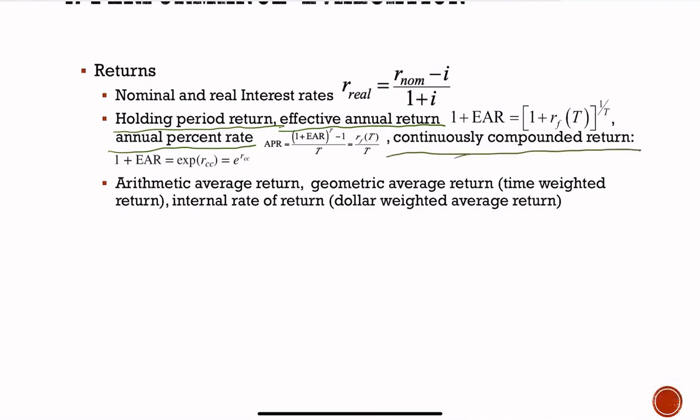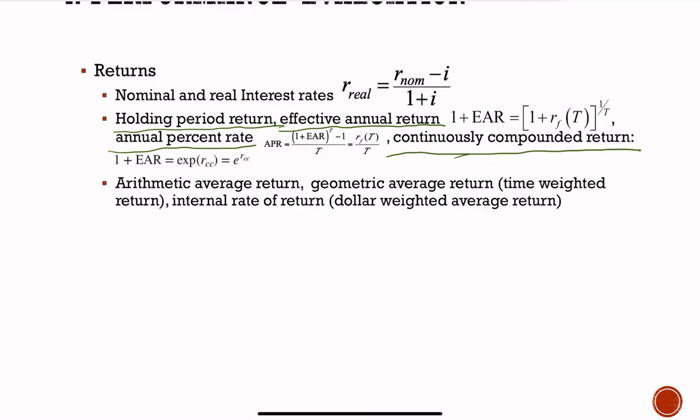So clearly, given holding period return, you need to be able to solve the effective annual rate and annual percent rate. And given annual percent rate, you need to be able to solve effective annual rate. So similarly, given effective annual rate, you should be able to solve the annual percent rate.